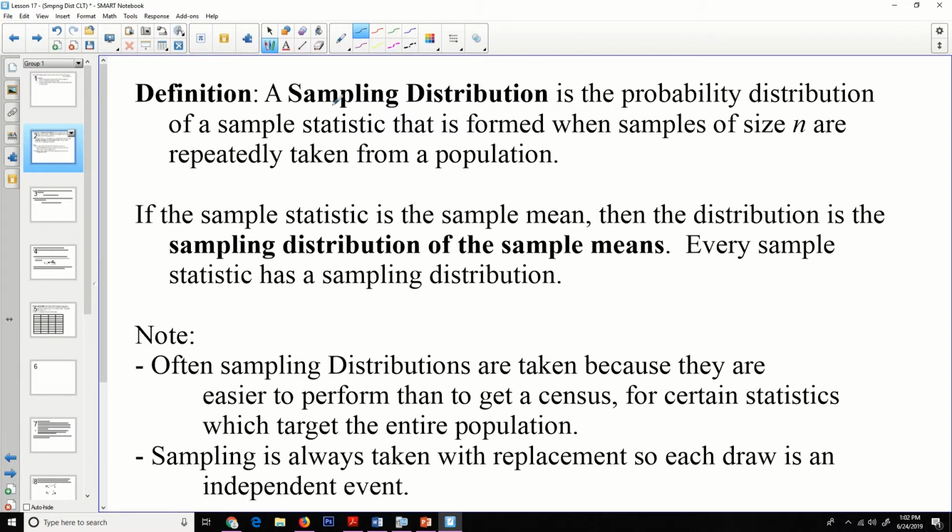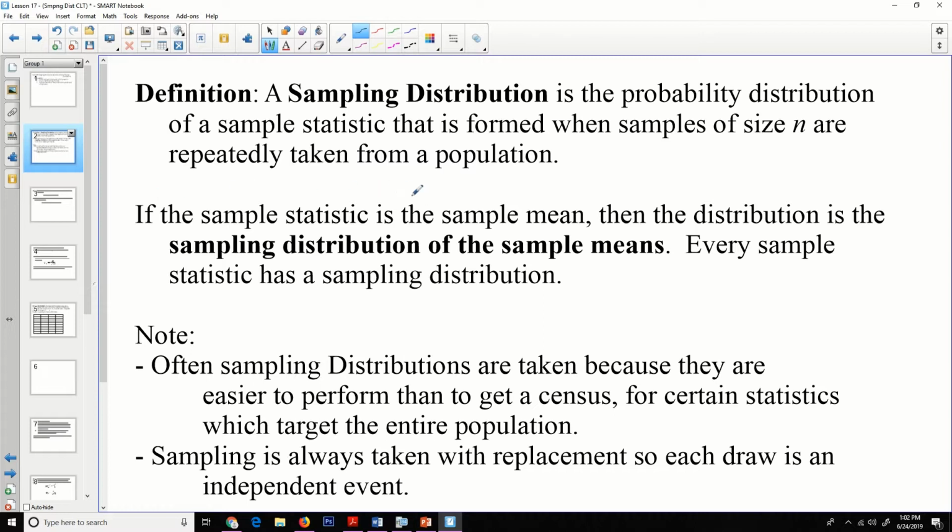So the first thing is, a sampling distribution is a probability distribution. So when they say find a sampling distribution, you'll have a probability distribution and all the characteristics of a sample statistic that is formed when samples of size n are repeatedly taken from a population. We're going to do an example of that over a small population and a small sample size because these sampling distributions get fairly big and complex fairly quickly.